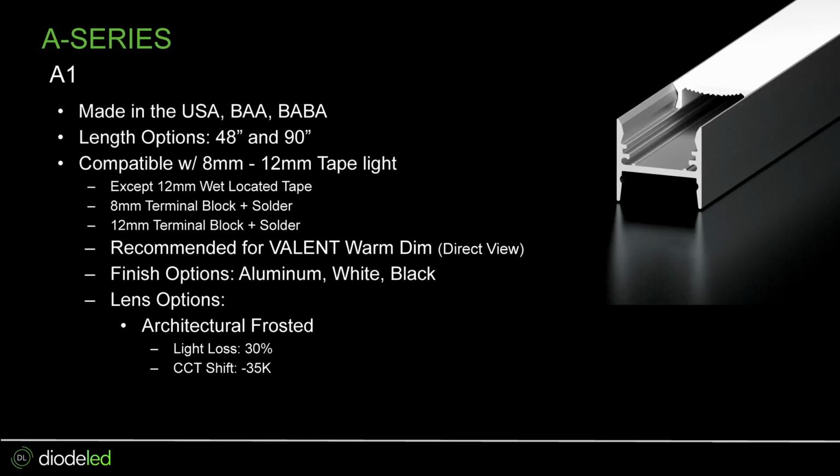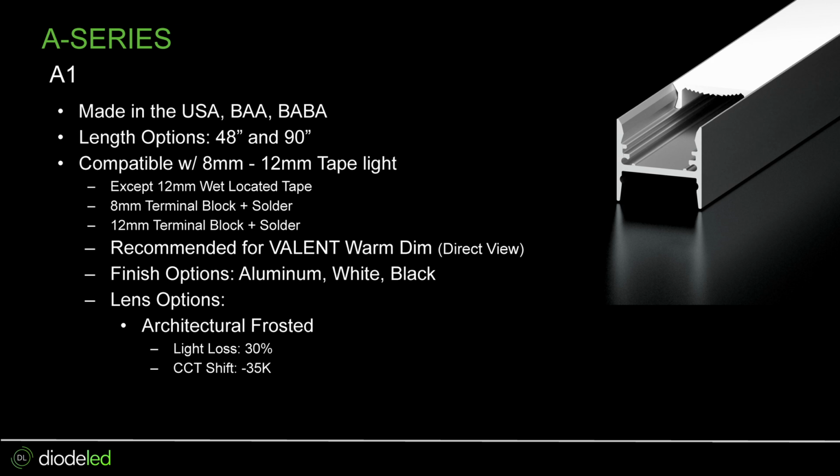Okay, so also the A series, I want you to remember that these channels have finish options: black, aluminum, and white. And they also have lens options: architectural frosted, architectural clear, and architectural frosted satin, which is really an update on opal, but has much better scattering properties. These are spec grade performance.